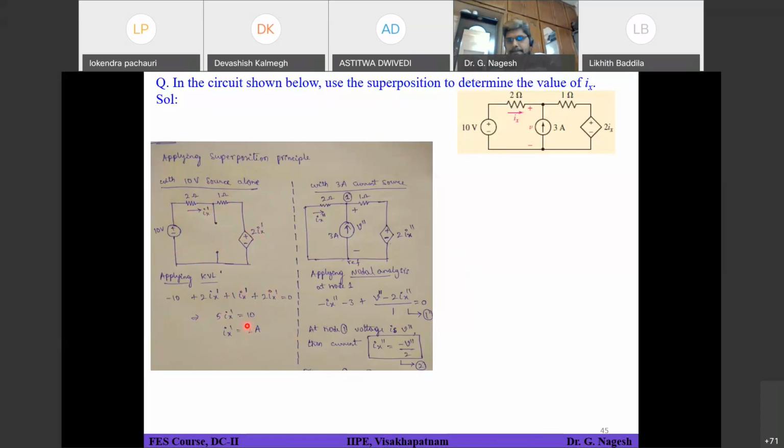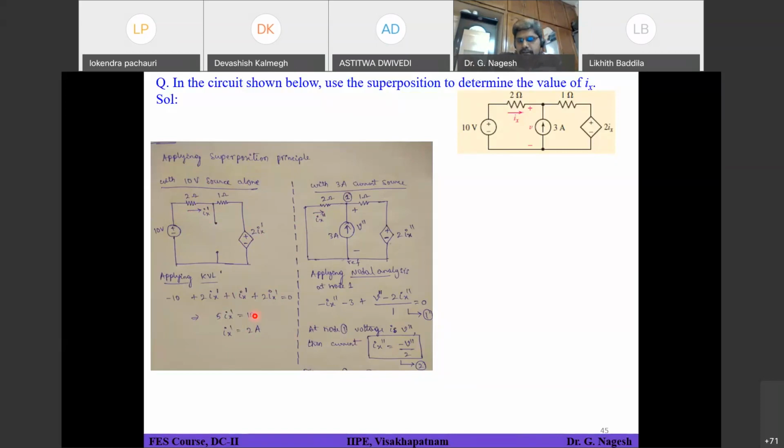Sir, why is 2Ix dash here? See, it is only a variable I am just denoting. If you want, you can call it Ix, no issue. You can remove the dash and put only Ix, no issue. But you have to understand in your mind that this is not the complete solution. This is a part of the solution only.